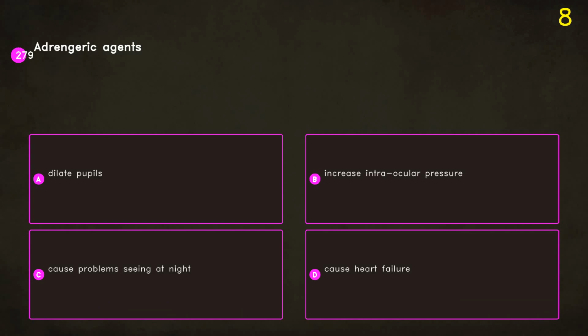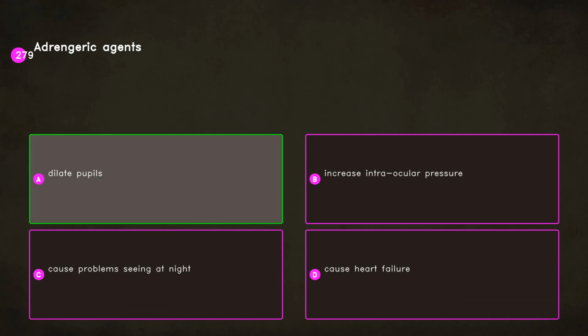Question 279. Adrenergic agents A. Dilate pupils. B. Increase intraocular pressure. C. Cause problems seeing at night. D. Cause heart failure. The correct answer is dilate pupils.